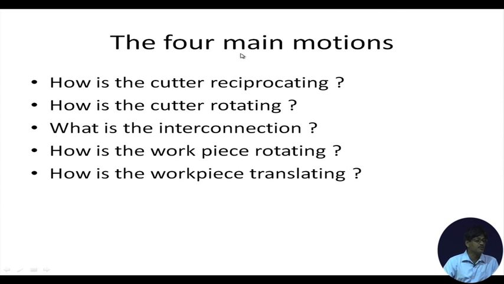So, the four main motions: how is the cutter reciprocating? Already discussed. How is the cutter rotating? Already discussed. What is the interconnection? The splined shaft part, already discussed. How is the workpiece rotating? We have already discussed this. How is the workpiece translating, which means the radial in feed? This we have discussed theoretically, but with respect to a numerical problem, we will definitely take this up.